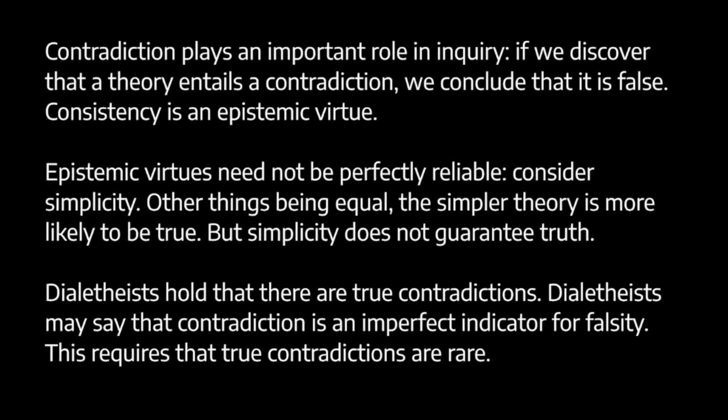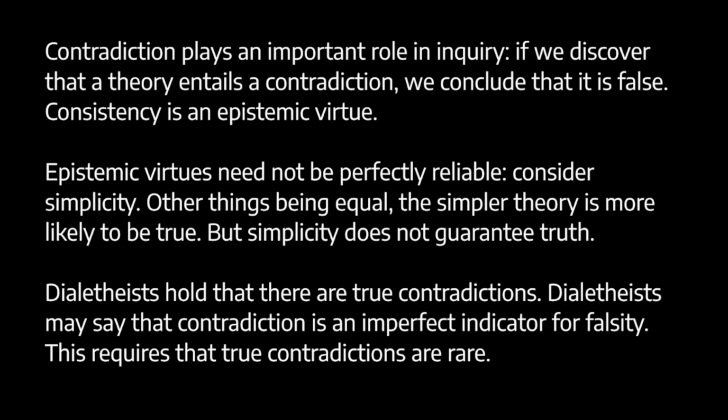Take, for instance, simplicity, which tells us not to multiply entities beyond necessity. Other things being equal, the simpler theory is more likely to be true. But simplicity does not guarantee truth. It's just an indicator for truth. So if you have a theory that seems hopelessly complex, that gives you some reason to discard it. But there might be other considerations that weigh so heavily in favour of the hopelessly complex theory that you end up accepting it.